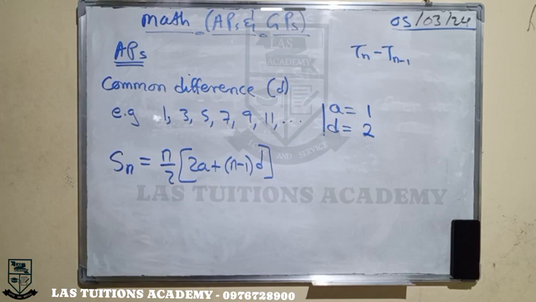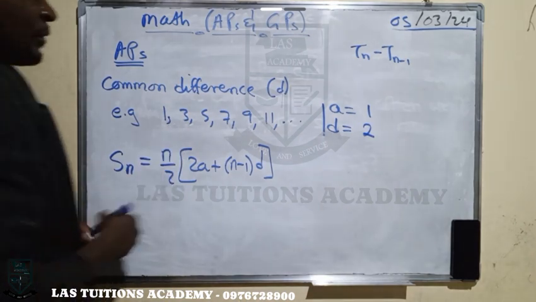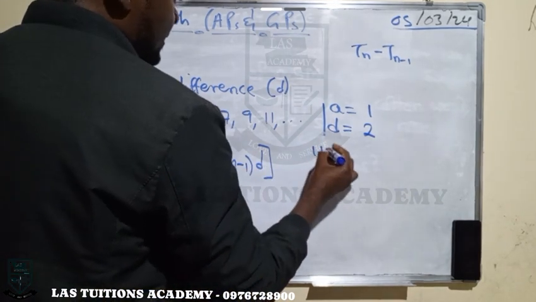Liseli? 2 terms. Oh, 1 and 3. So yes, 1 plus 3 we get 4. So we know 1 plus 3 is equal to 4.